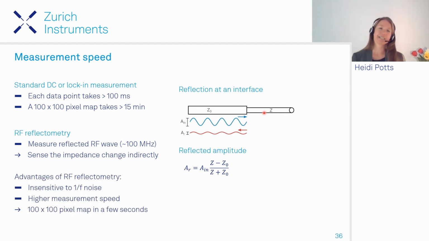Now, why is this interesting? Well, there's several reasons. First of all, we can now use much higher frequencies, so on the order of hundreds of megahertz, that allows us to get away from low frequency noise sources, such as the 1/f noise. And then secondly, it of course allows us to measure with much smaller time constants, so we can increase the measurement speed, and in fact we can get a full map, such as a Coulomb diamond stability diagram, in just a few seconds.